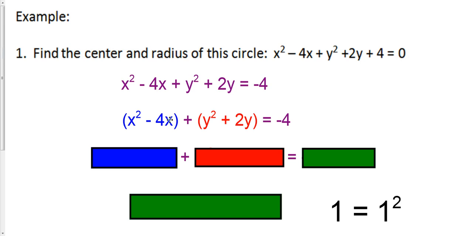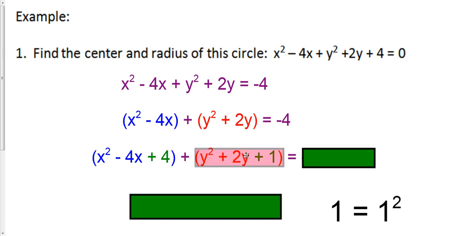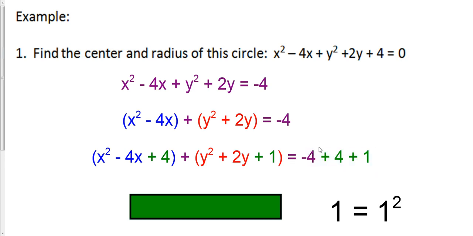When I'm completing the square with this one, I have to take half of this, that's negative 2, square it, so negative 2 times negative 2 is positive 4, or plus 4. Same thing with this one. I have to take half of positive 2, and that's 1, square it. 1 times 1 is 1. So that's what I'm adding on there. So I added 4 and I added 1. So over here I have to add 4 and add 1.